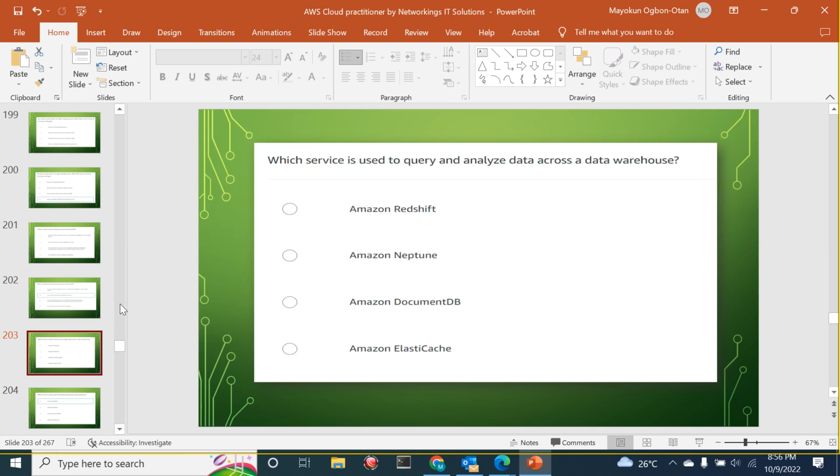Why did you choose Amazon Redshift? Back up your answer with evidence. I used the elimination method. All right, she said she used the elimination method. Anytime you are seeing data warehouse, that is your Redshift. Definitely. Data warehouse. All right.